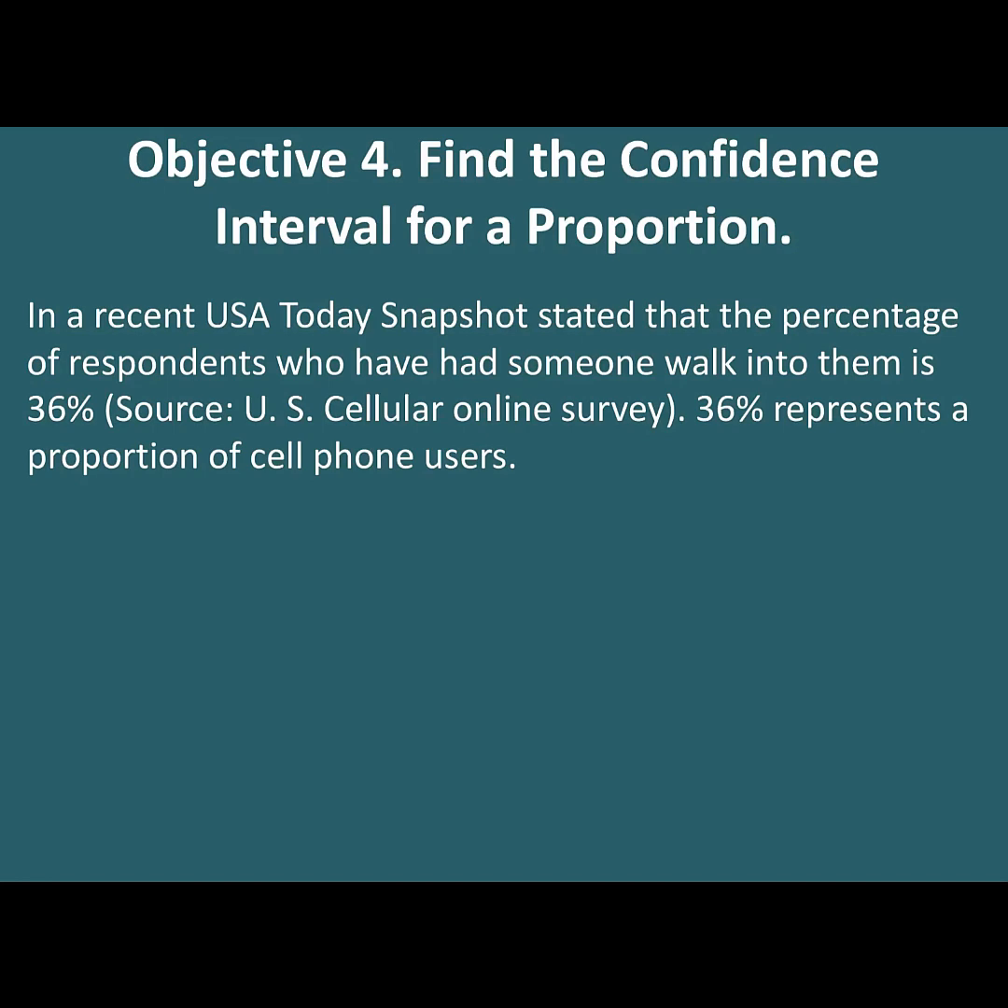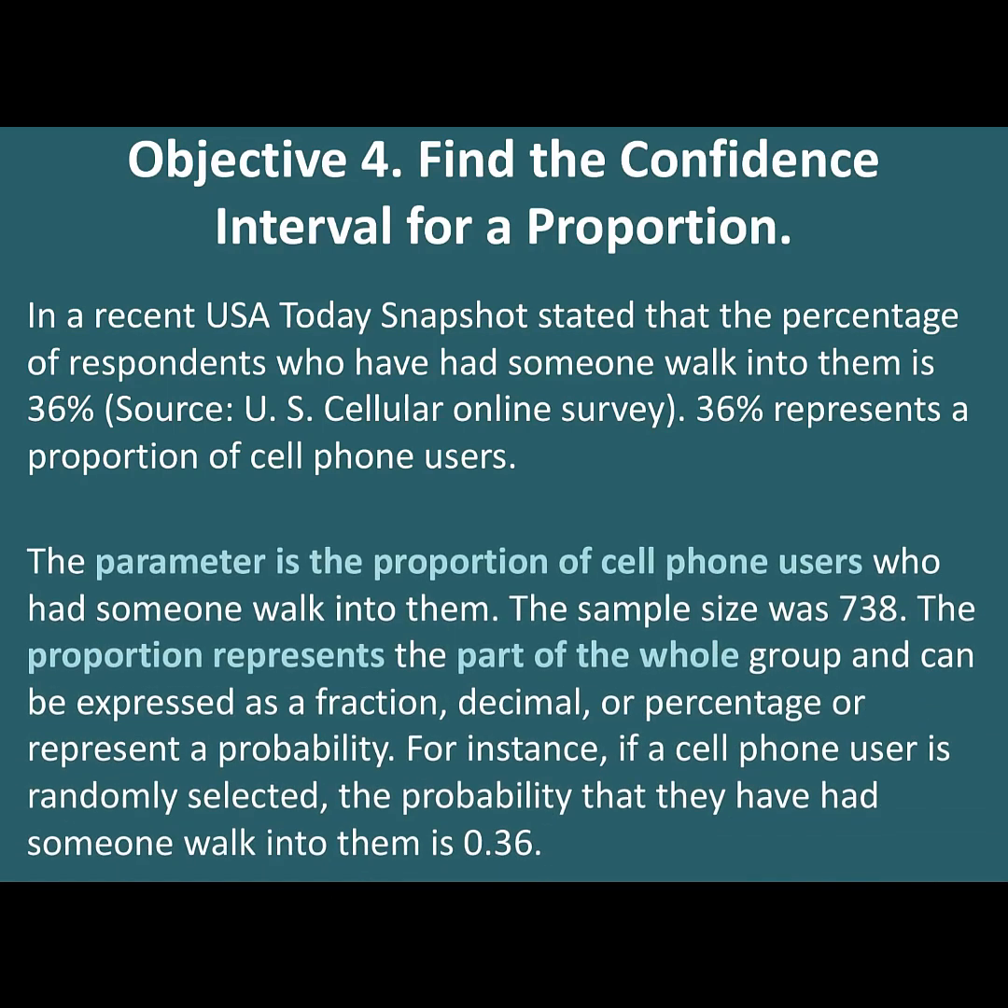Let's find the confidence interval for a proportion. In a recent USA Today snapshot, it was stated that the percentage of respondents who have had someone walk into them is 36%. 36% represents a proportion of cell phone users. The parameter is the proportion of cell phone users who had someone walk into them. The sample size was 738.